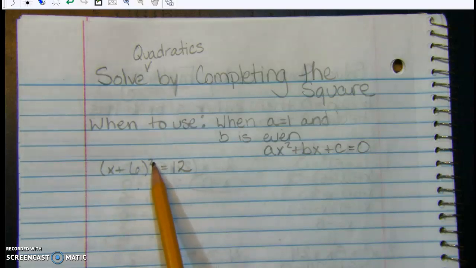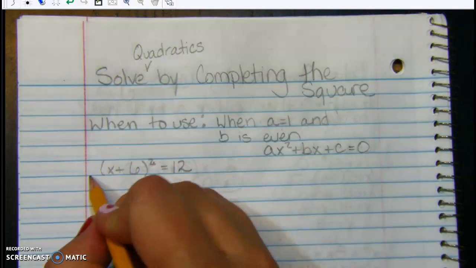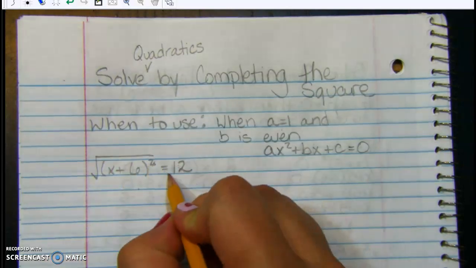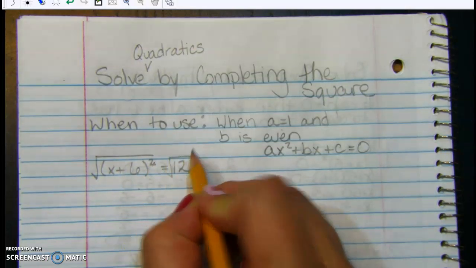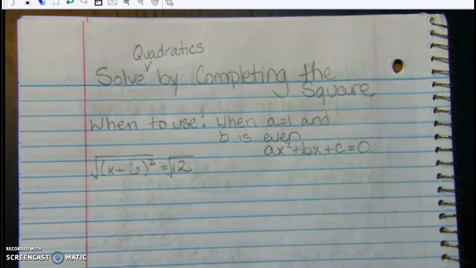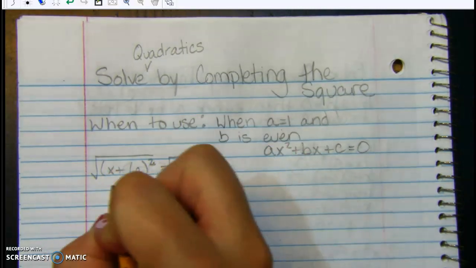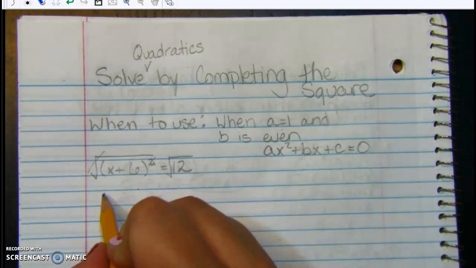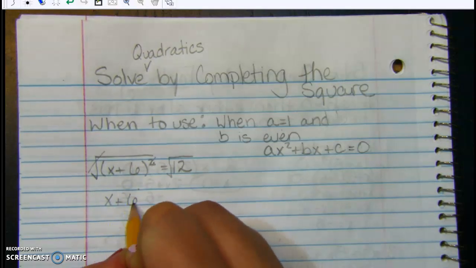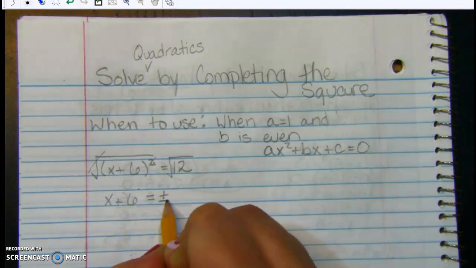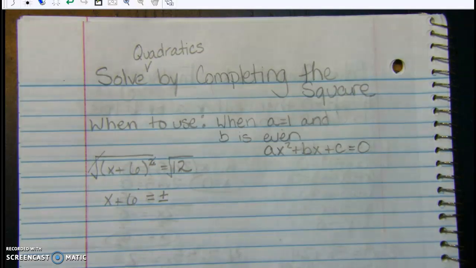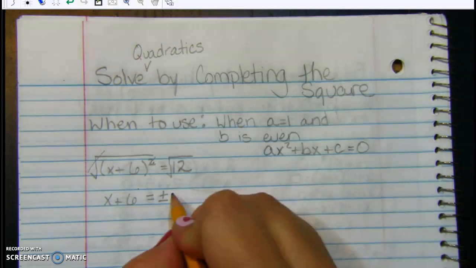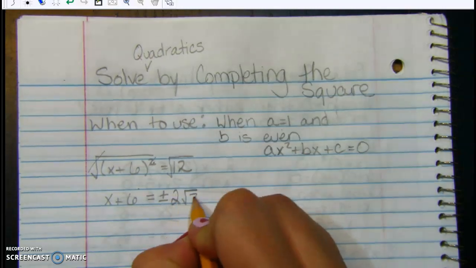So I can solve this like a regular equation by square rooting both sides. Now, something important for you to understand is whenever you square root both sides of an equation, you always need to have plus or minus. So what happens is the squared and square root cancel, and you're just left with x plus 6. But on this side, you're going to get plus or minus, and the reality is square root 12 can be simplified. So that's actually going to be 2 square root 3.